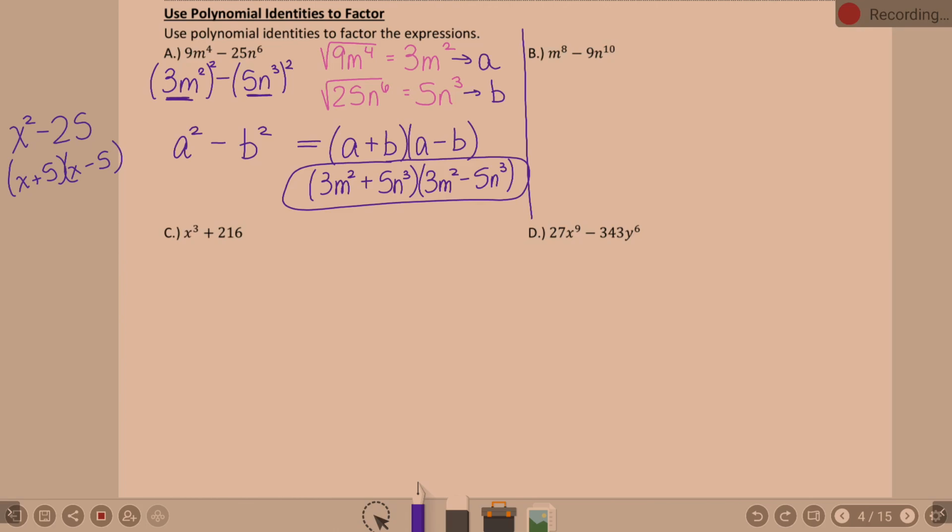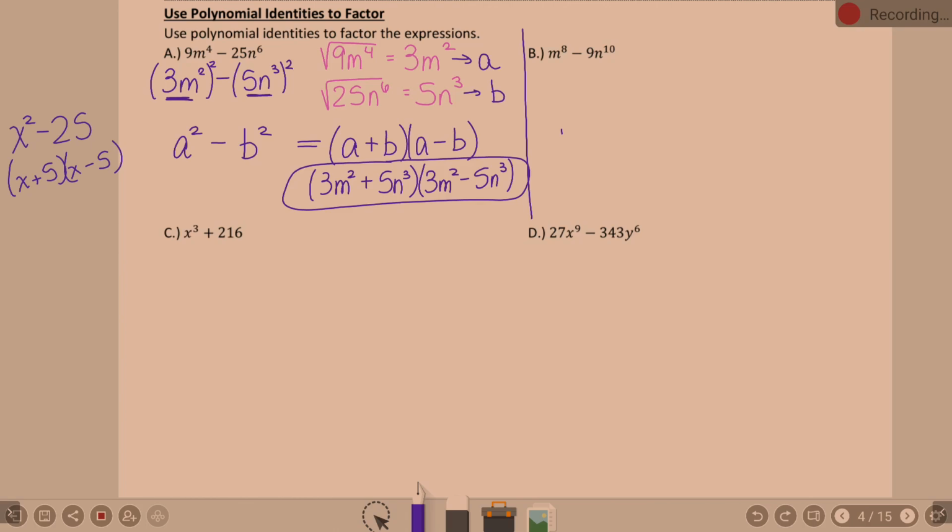Okay, let's look at B. M to the 8th minus 9n to the 10th. Well, it's kind of the same question as last time. Perfect squares or perfect cubes? What'd you say? Squares. Well, the whole number I see is 9. We can take the square root of 9, yes. And remember, when we get to cube roots, it takes 3 of something to multiply to be it. Okay, and then both of those exponents, can I divide them by 2? Yeah, so these are perfect squares.